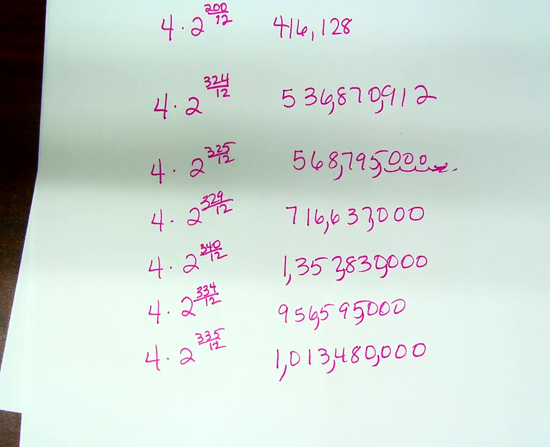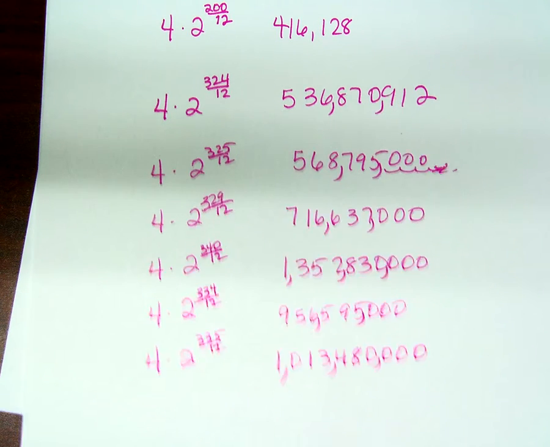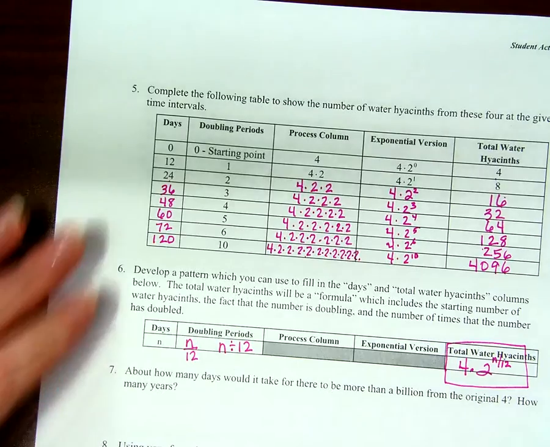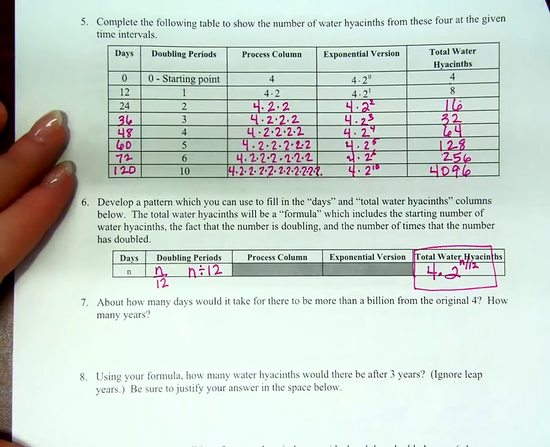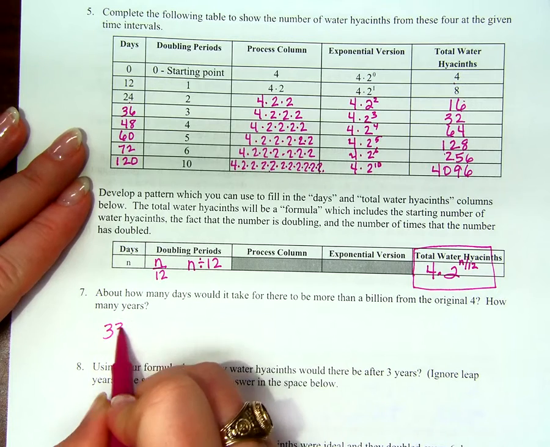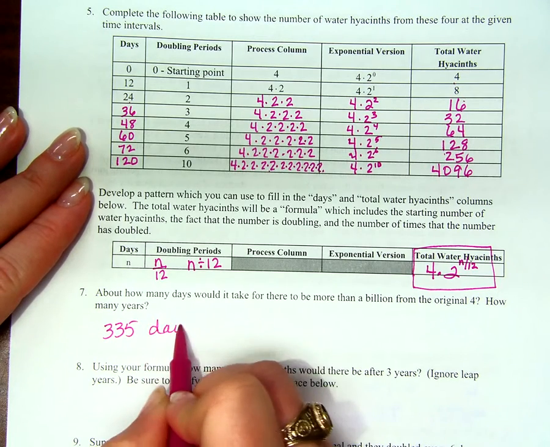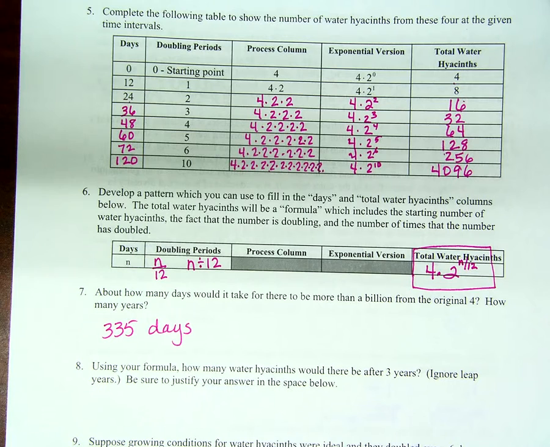So here's my question. Why didn't anybody suggest we try 334.5? Can you have part of a day? Yeah, but I don't like that either right now. Okay. We can have part of a day, but we're going to stop right here. So let's go here. About how many days would it take for there to be more than a billion? 335 what? Days.